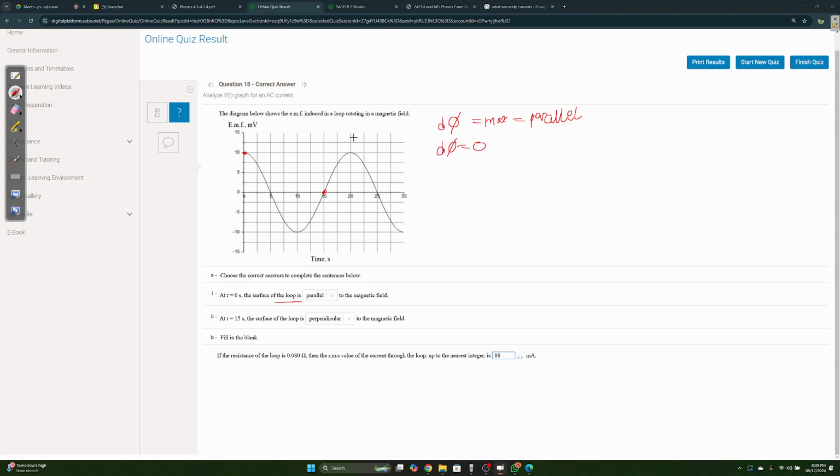Because remember, the change in flux and EMF are the same thing, because EMF depends on the change in flux. So if EMF is 0 and the change in flux is 0, when is the change in flux equal to 0? When it's perpendicular.